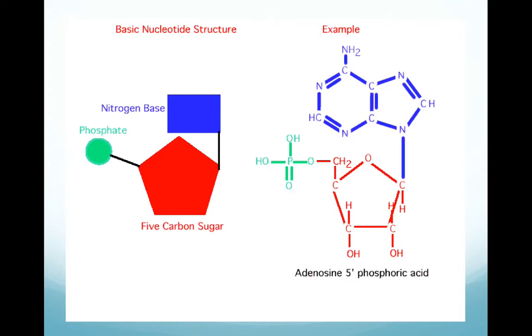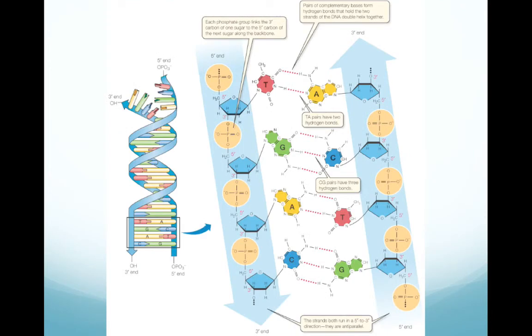DNA has 4 different nucleotides. The names of those nucleotides are adenine, guanine, thymine, and cytosine. The one here on the slide shows adenosine, so adenine, and these are all indicated by the first letter of their name. So adenine is usually indicated by an A, guanine by a G, thymine by a T, and cytosine by a C.